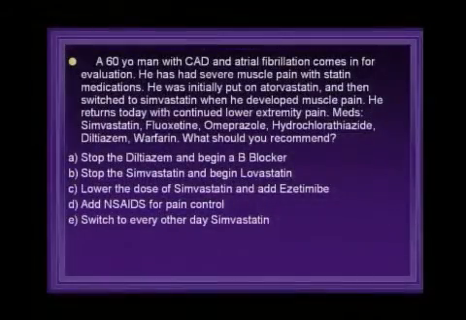So 60-year-old guy, heart disease, AFib, he's on a statin, he's taking simvastatin, he's had lots of trouble with muscle pain. He's already done one switch from atorvastatin to simvastatin, and he still has muscle pain. You see his meds. What should we do for him now? Stop the diltiazem and begin a beta blocker? Stop the simvastatin and begin lovastatin? Lower the dose of simvastatin and add ezetimibe? Add NSAIDs for pain control? Or switch to every other day simvastatin? So what would be the best thing to do for him at this point?